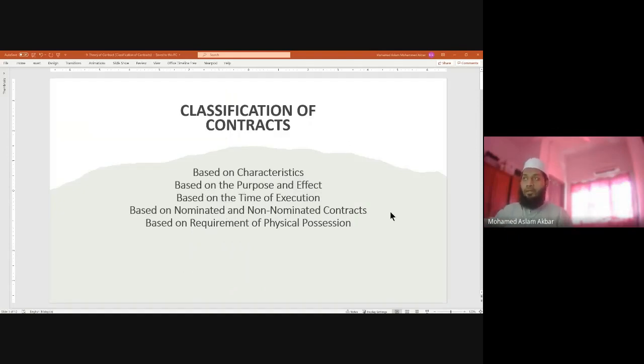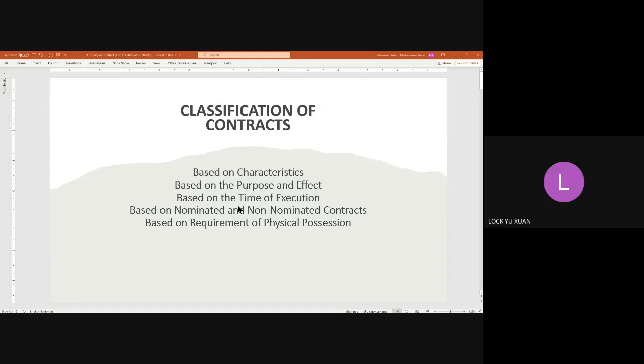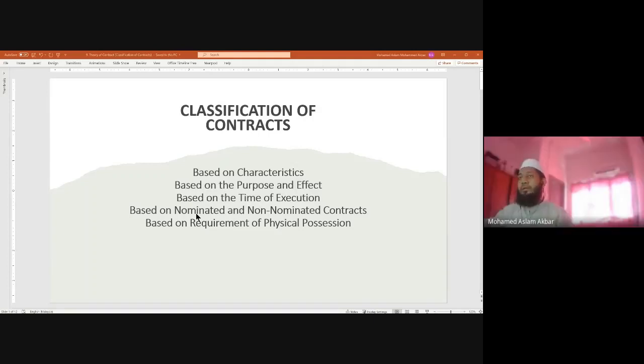The second one, you have already learned before. I also gave you this purpose and effect because you were doing some assessment last time. Then we will talk about the time of execution. Then we will talk about based on the nominated and non-nominated contract. And lastly, we will talk about requirement of physical possession.